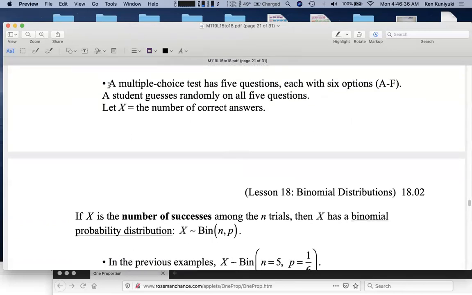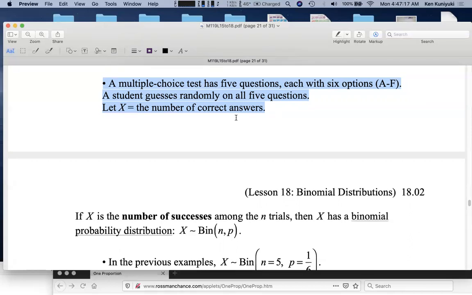Another experiment that gives rise to the same distribution, a multiple choice test has 5 questions, so n equals 5. Each with options A through F. That's 6 possible options. A student guesses randomly on all 5 questions. So the success probability per question is 1/6. On any given question, there are 6 possible options, A through F. The student guesses randomly. There's a 1 in 6 chance that the student gets the question correct. Let X be the number of correct answers or responses. So on a test with 5 questions, X could be between 0 and 5.